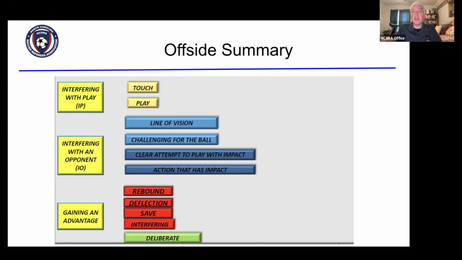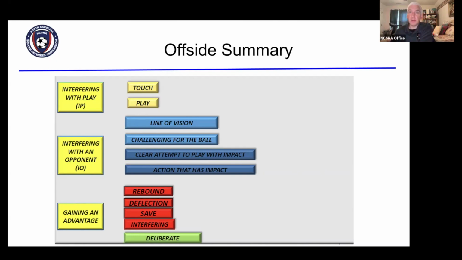Notice I did not say that he's offside. You can be in an offside position and not be called offside. Now, if he is closer to the goal line than either the second to last opponent or the ball, and when it's last intentionally played by his teammate, he interferes with play, he interferes with an opponent, or he gains an advantage from being there, that is when we call offside.